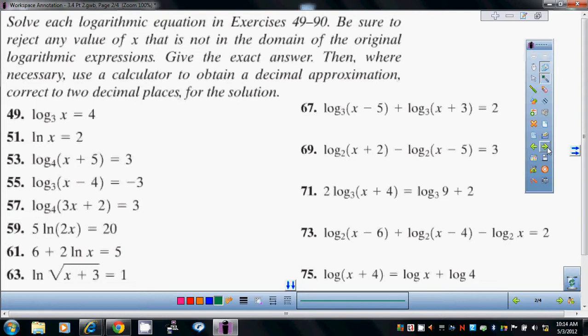53. X plus 5 would equal 4 cubed. Solve for x plus 5. X minus 4 equals negative 3 to the negative third. Solve for x. Solve for x. All of these are done the same way.